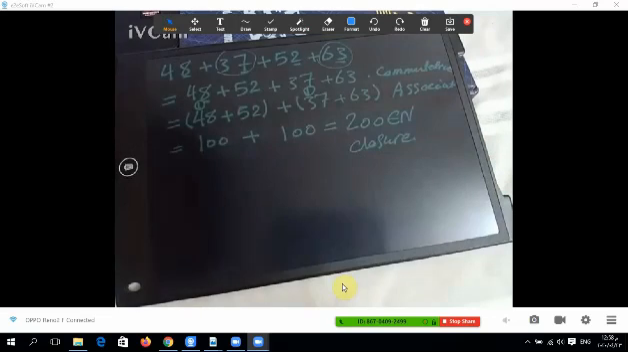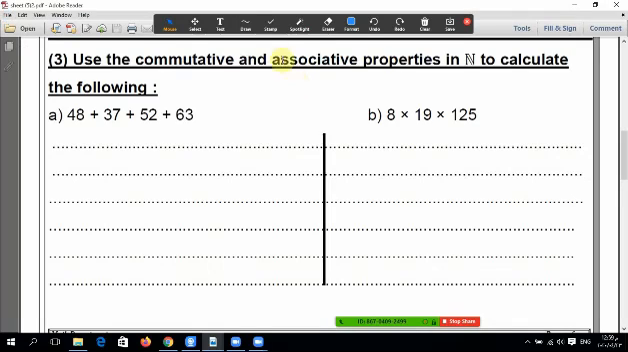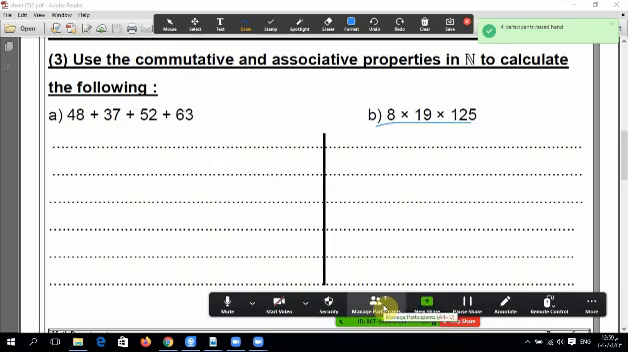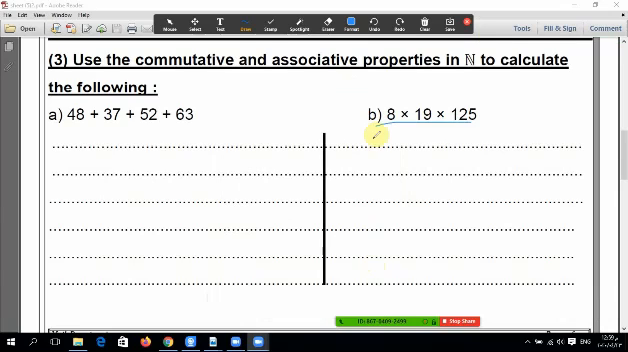Okay, guys, do you understand this question? Yes. Okay. 19 times 125. Who's going to answer it with me? Me. Adham. Okay. First we will move 8 beside 125. It will be 8 multiply 125 multiply 19.